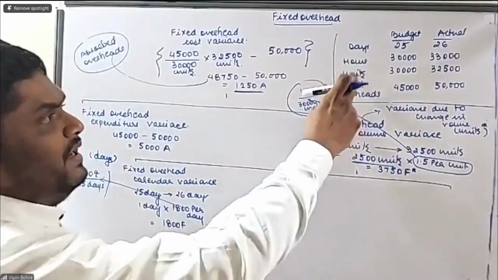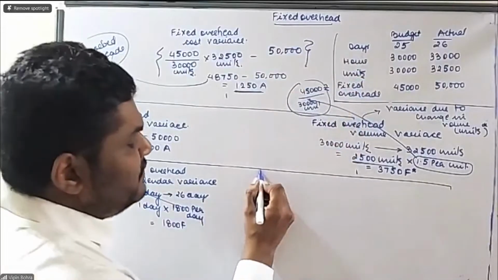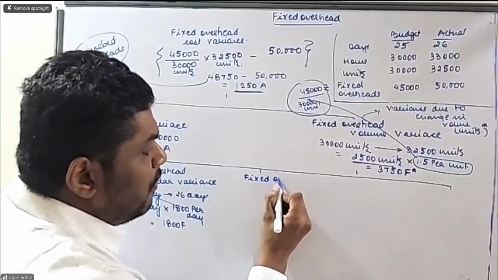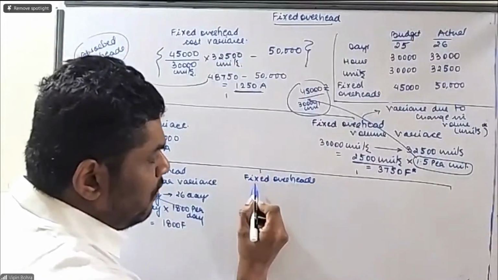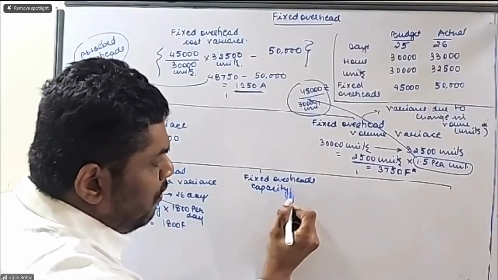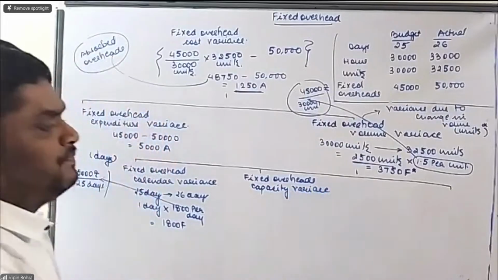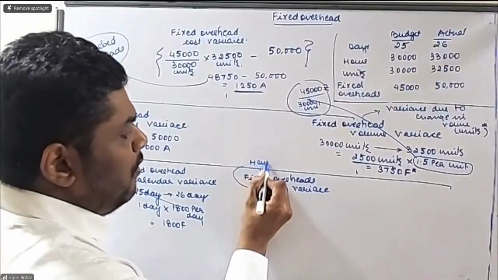So units are done, days are done. Now it's the turn for hours. So it's fixed overhead capacity variance. When talking about capacity, it talks about hours.